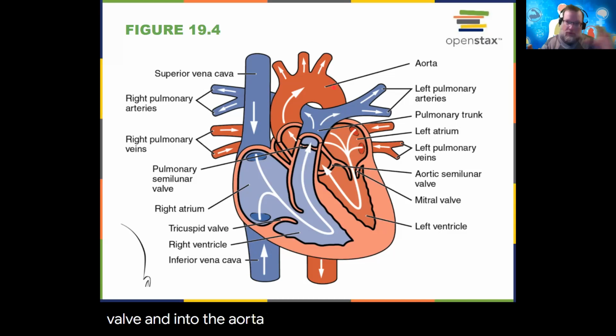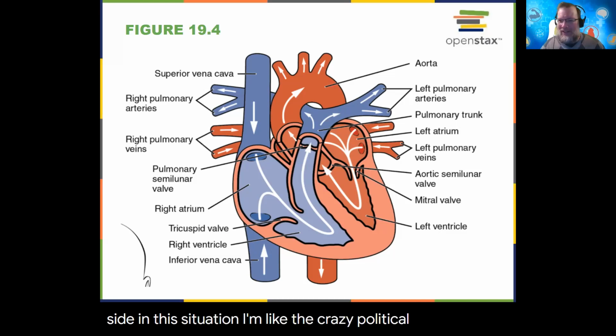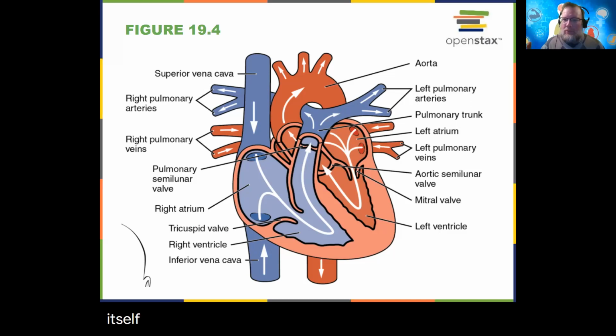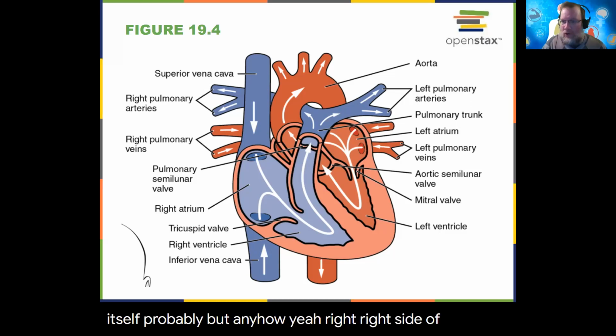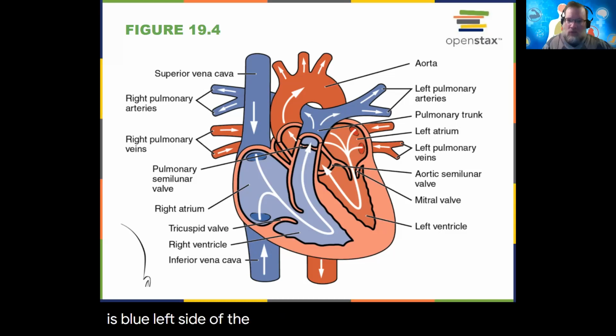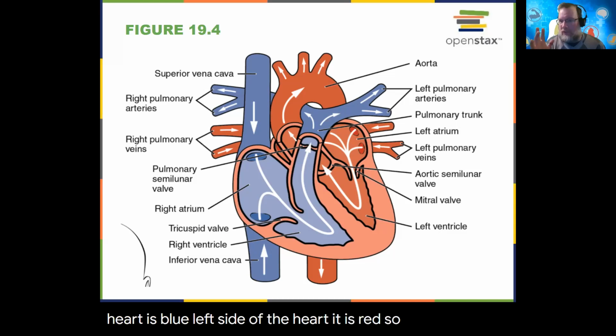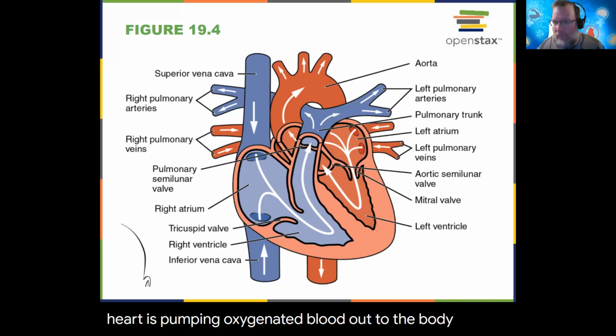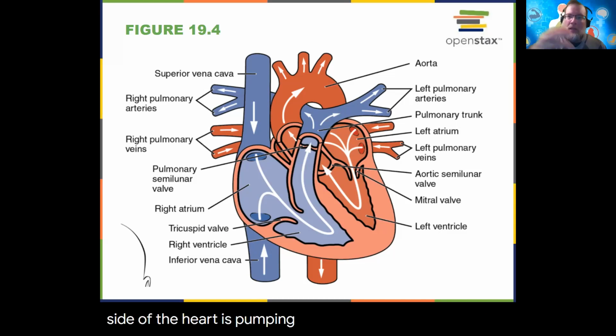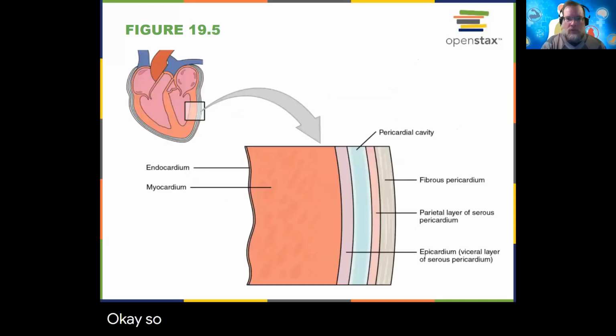So right side versus left side. Right side in this situation, unlike the crazy political world that we also live in, which is kind of like a pandemic in and of itself, probably. But anyhow, right side of the heart is blue. Left side of the heart is red. So left side of the heart is pumping oxygenated blood out to the body. Right side of the heart is pumping low oxygen blood to the lungs. Okay, so that's what's going on there.